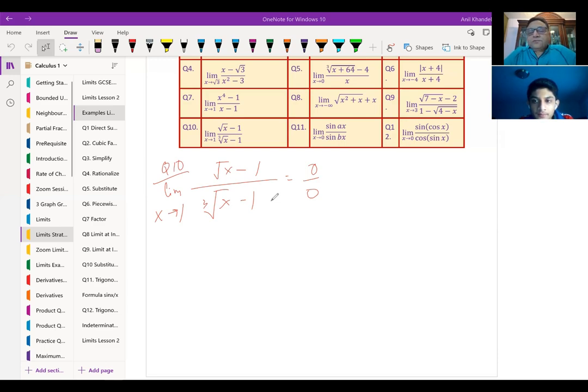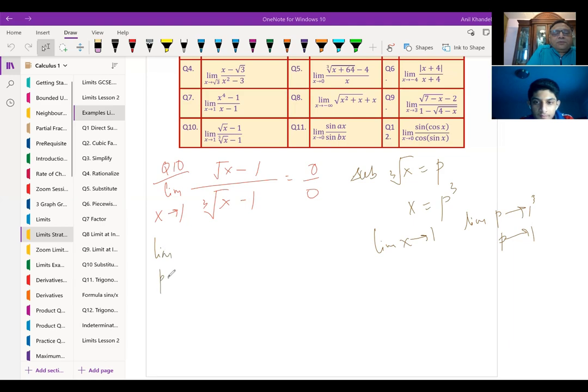Or you could substitute. You want to do substitution? Let's do substitution. We didn't do so far, right? So let's substitute cube root of x as equal to p, right? So x will be p cube. And now, when limit x approaches 1, then limit p approaches 1 cube, which is 1, right? P also approaches 1. So you can rewrite the equation as limit p approaches 1.